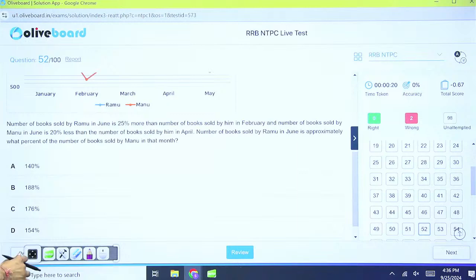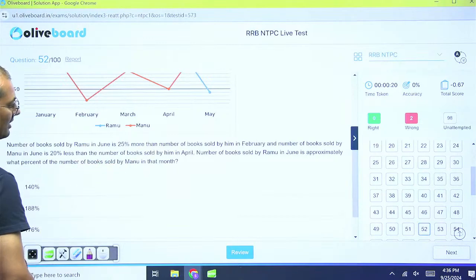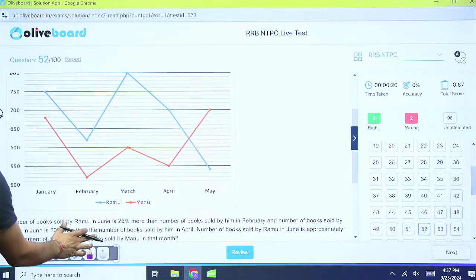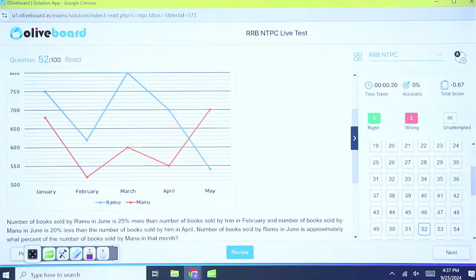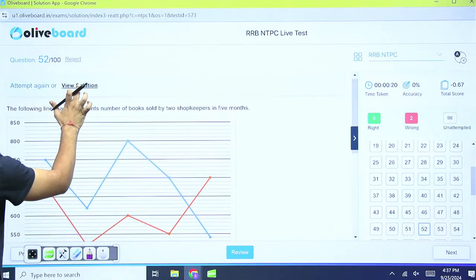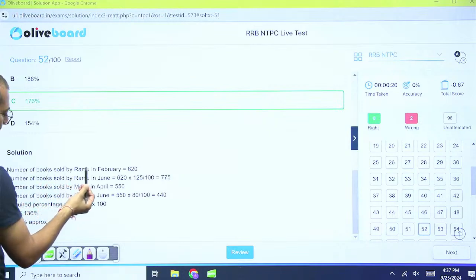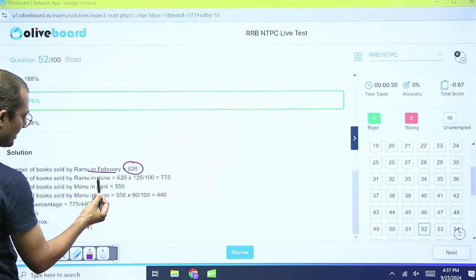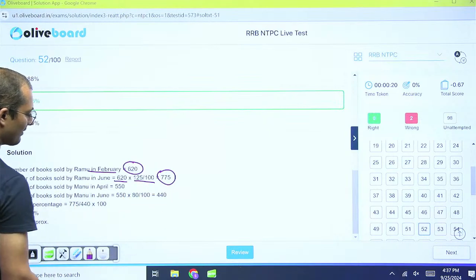Here the question is saying the number of books sold by Ramu in June is 25% more than the number of books sold by him in February, right? See the question, right? So here we are given the data of Ramu and Manu. So we will calculate the number of books sold by Ramu from the graph. So this would be 620, and the number of books sold by Ramu in June would be 620 multiplied by 125%. So this would be equal to 775, right?